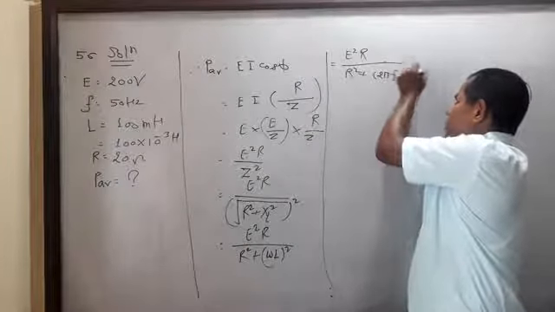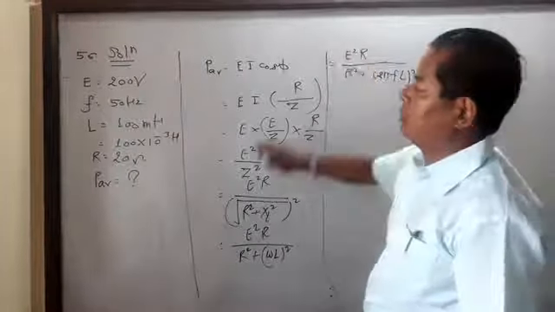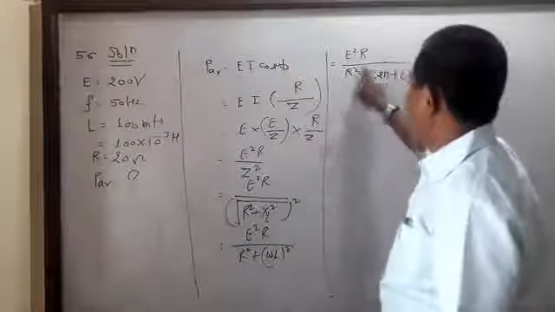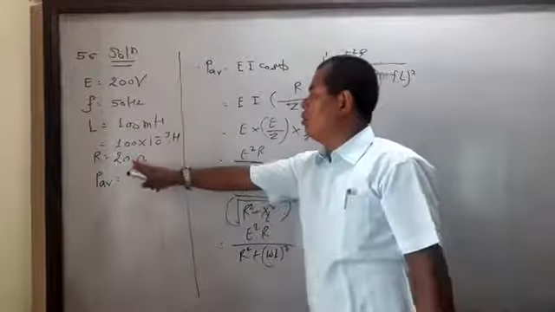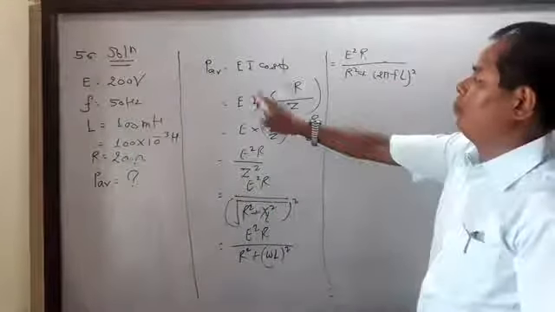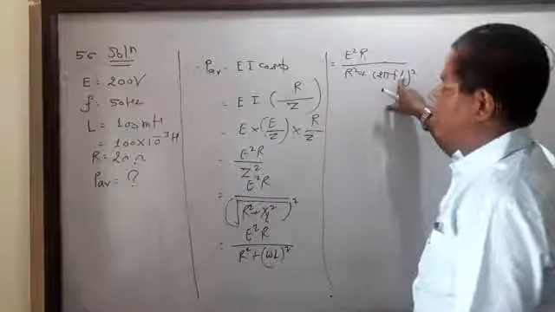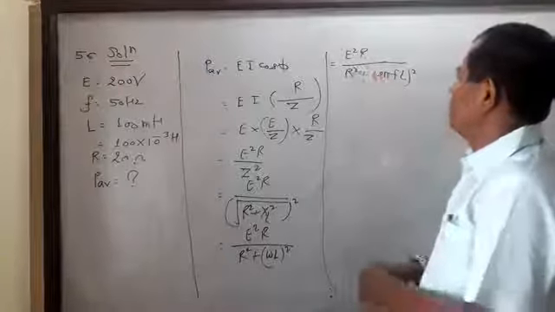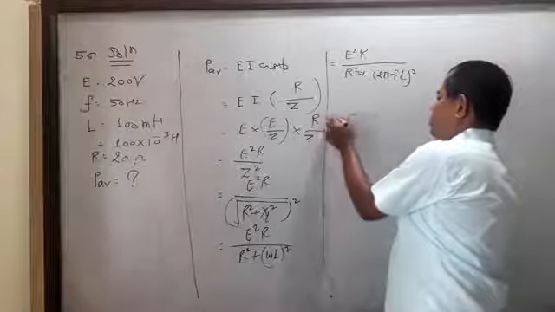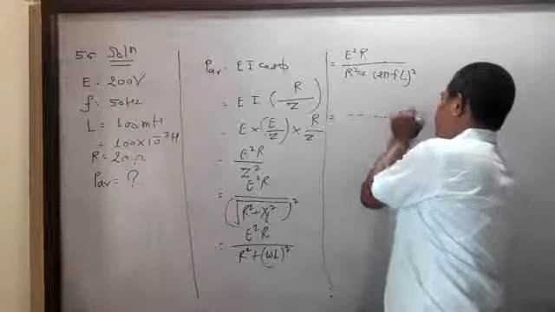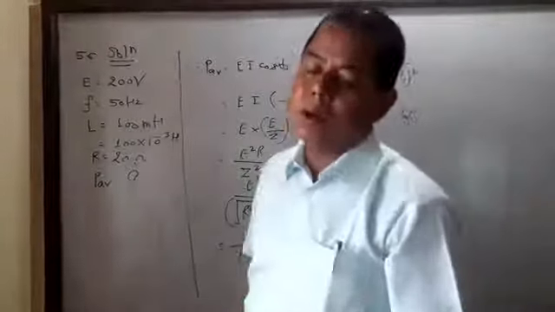Now in this equation, E has value 200 volt, R has value 20 ohm, frequency has value 50 hertz, L has value 100 into 10 to the power minus 3. Then all quantities are well known to us. Solve it yourself. The unit is watt. This is the value of average power consumed. This was question number 56.